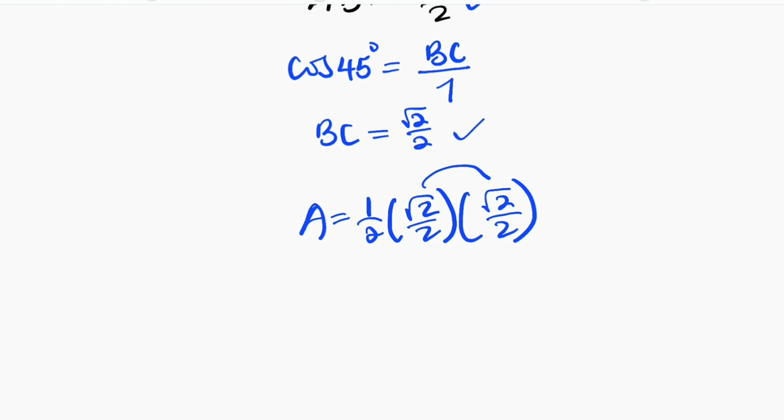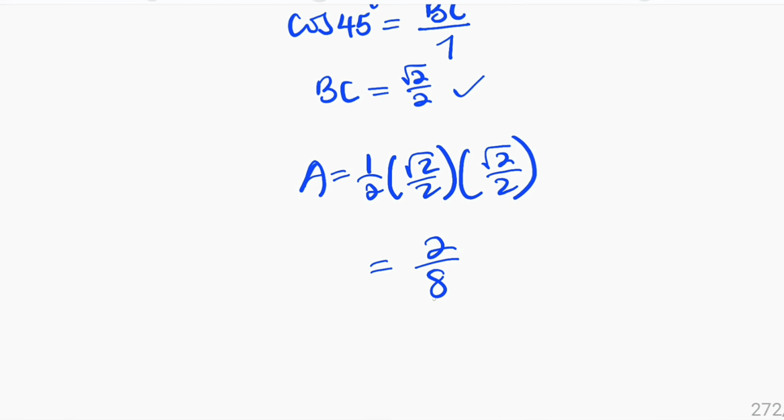Root 2 times root 2 is root 4, which is simply 2, right? Times 1 is 2. At the bottom we have 2 times 2, 4, times 2, 8. So this is 8. And in the simplest form we have 1/4. So the area is 1/4 meter squared. Or you can write it in decimal, which is 0.25, right?